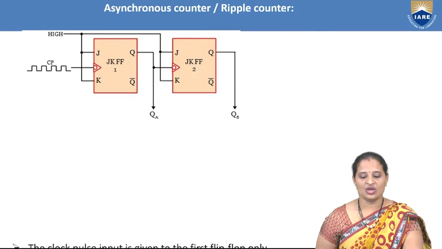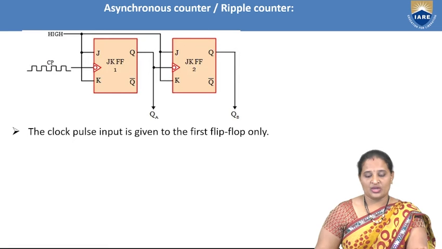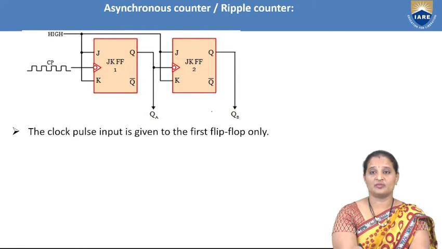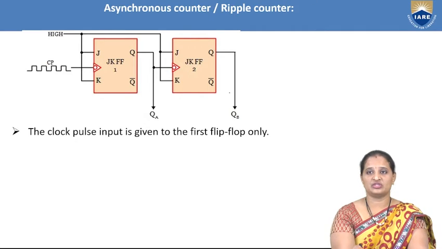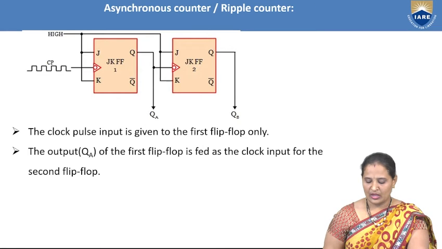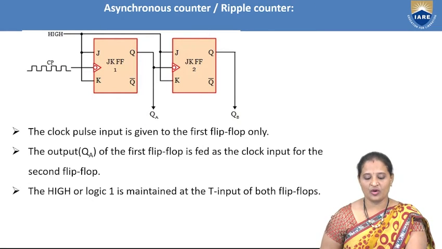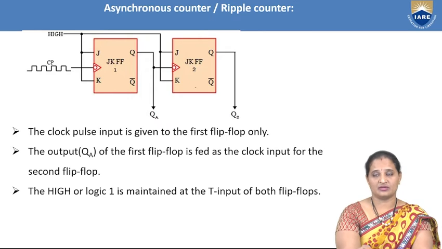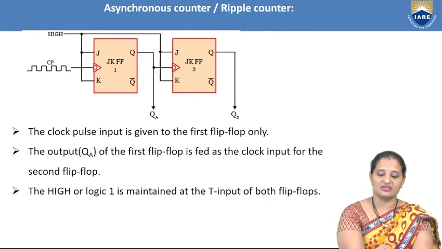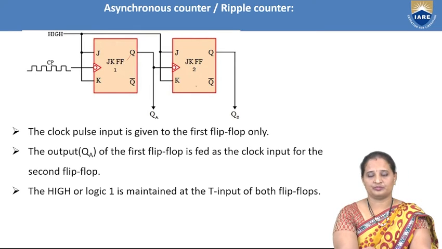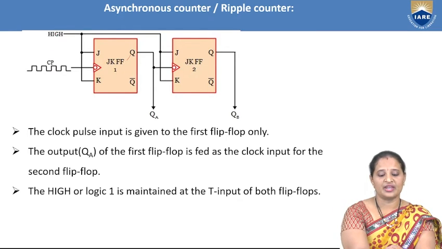Now let us analyze the operation here. As I told you, we have the output taken from the Q outputs of both the JK flip-flops. QA is the output of the first flip-flop and QB is the output of the second flip-flop. Here we can see the structure of this JK flip-flop, as we are tying J and K together, so we can call this a T flip-flop also. And here the T input is connected to high.